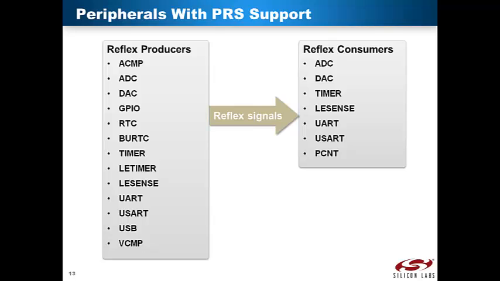Consumers can also perform different tasks when triggered by a reflex signal. The previous slides have already mentioned the ADC, where one reflex channel can trigger a single channel conversion, and another reflex channel can trigger a scan mode conversion. The timer was also used as an example of a peripheral that can do different tasks on the positive and the negative edge of a reflex signal.